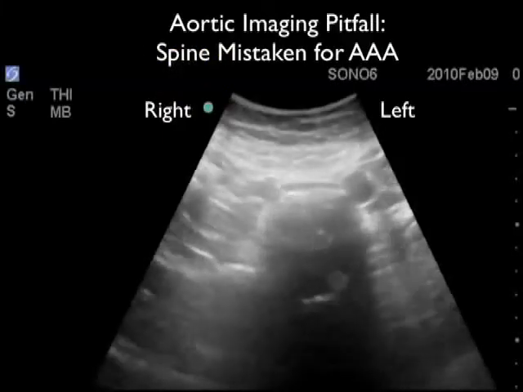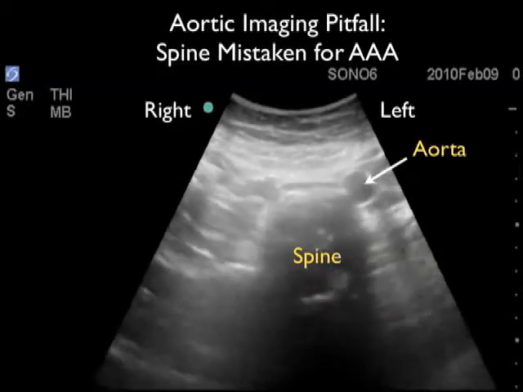This video clip shows an example where the spine could be mistaken as a large abdominal aortic aneurysm. Notice that it has the appearance of a dark structure within the abdomen, and at first glance it could look like an abdominal aortic aneurysm. However, we note that there's pulsatile structures anterior to the spine. We see the aorta to the left and the IVC towards the patient's right side. We could also use color power Doppler to differentiate the vascular structures of the aorta and IVC versus the spine.